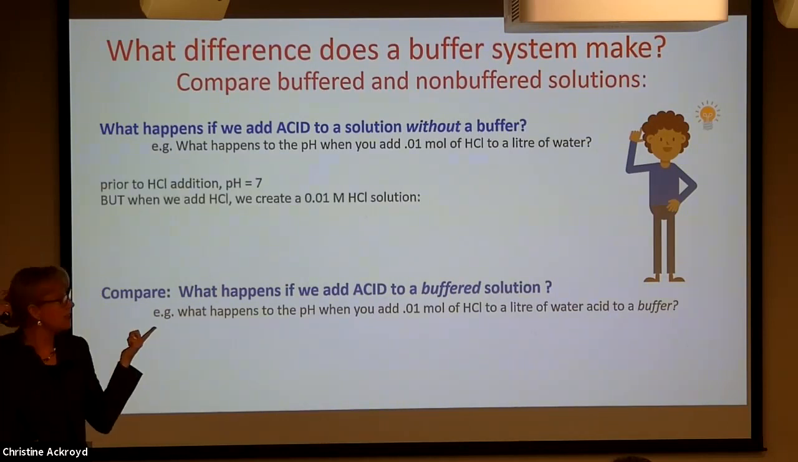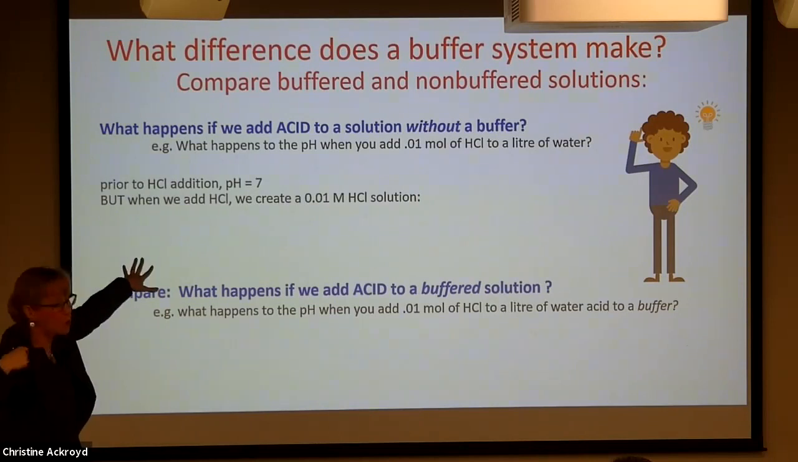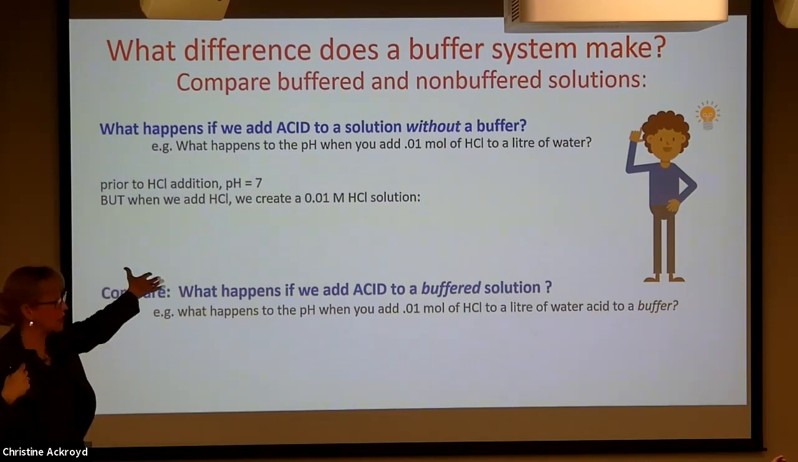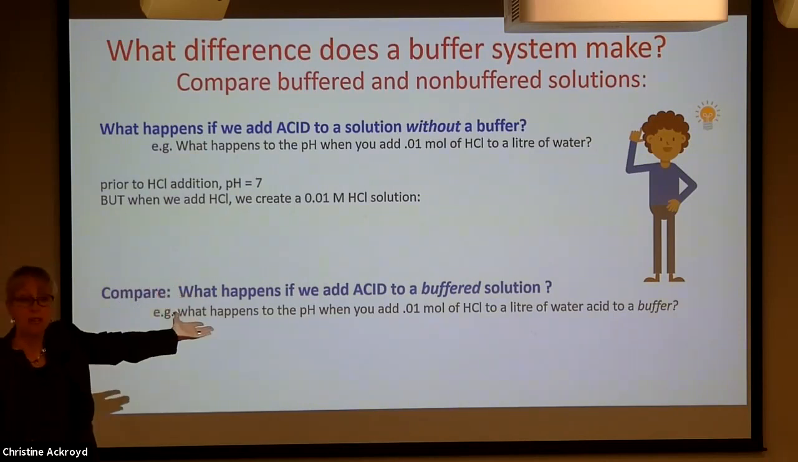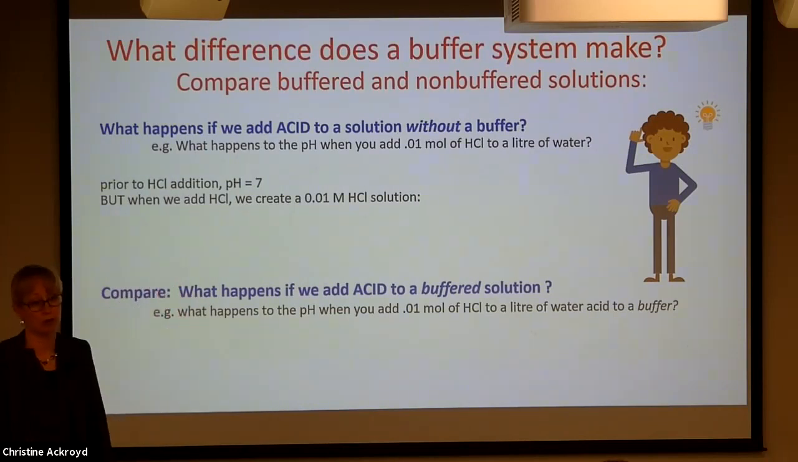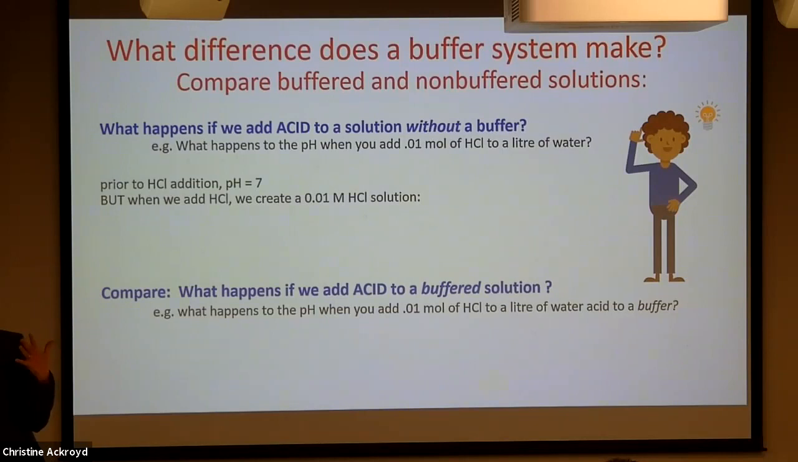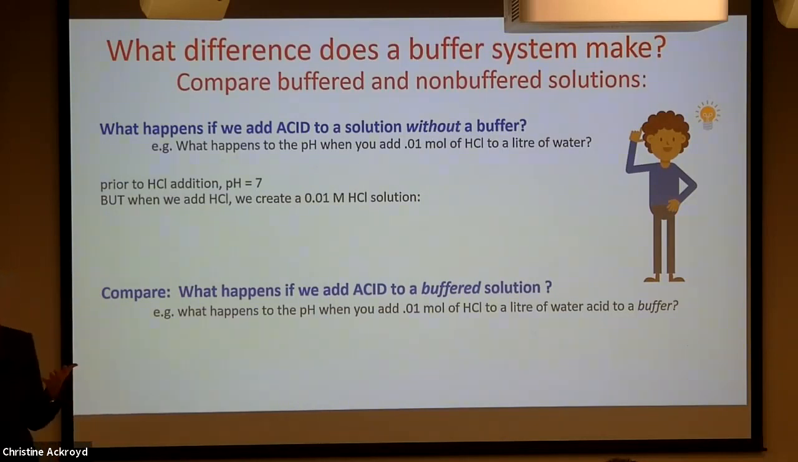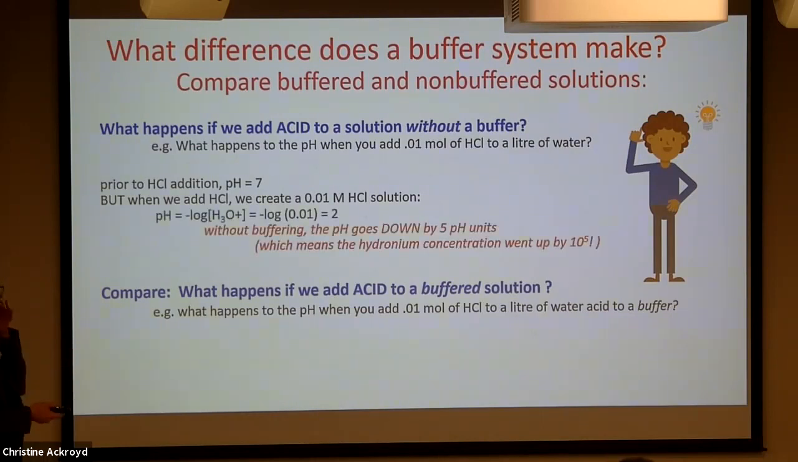It went from pH 7. So the water was pH 7, right? And we added HCl, we create a 0.01 molar solution. What's the pH of a 0.01 molar solution? 2. So how many pH units did it go down? 5 pH units, which corresponds to a change in hydronium concentration of 10 to the 5th. Is that a big difference? Yeah, absolutely. Okay, what if we have a buffered solution?